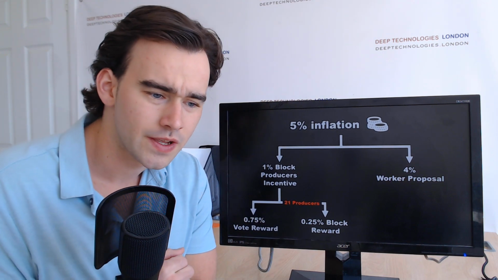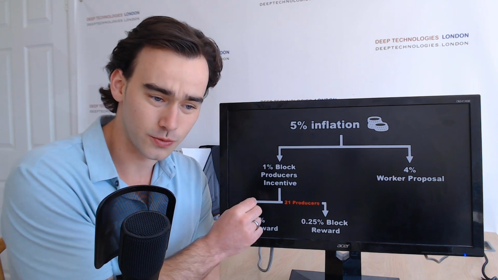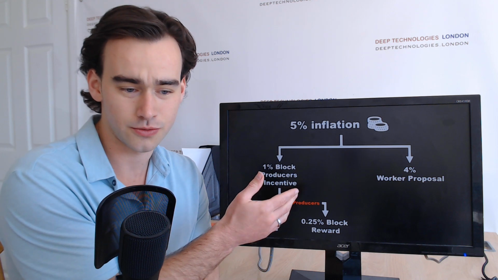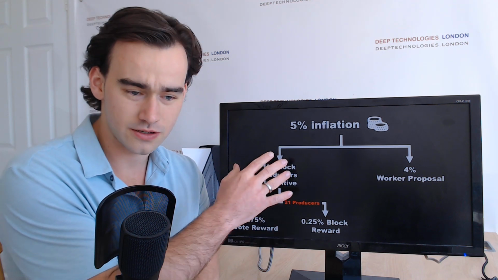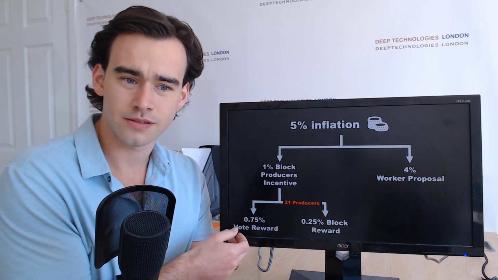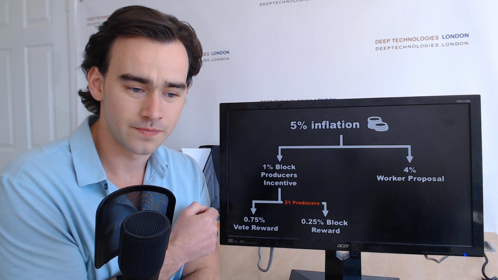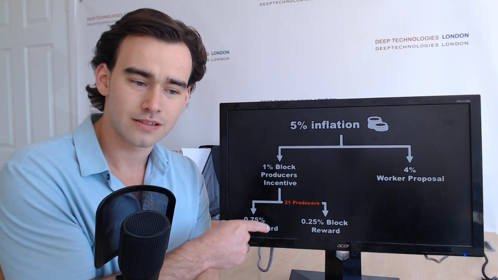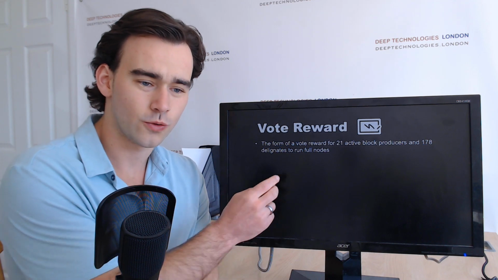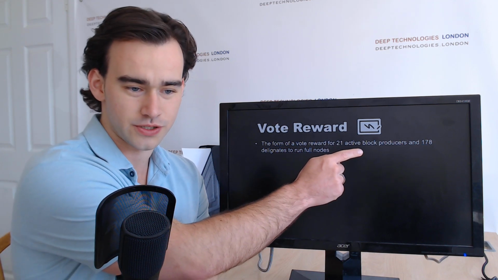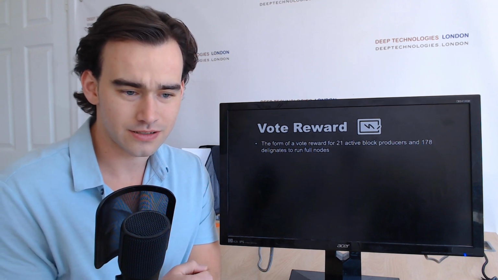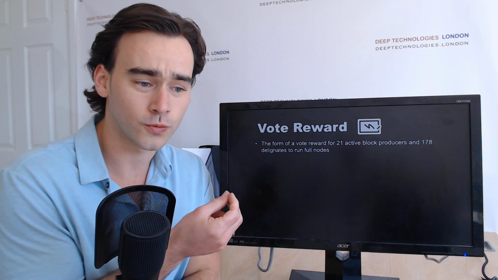Well, not quite. It's a vote reward, and this reward is not exclusive, conversely to the 21 producers who only get the 0.25. It's exclusive to them. The 0.75 vote reward is not exclusive to the standby nodes. Instead, this vote reward is for the 21 active block producers and 178 delegates, standby delegates, to run full nodes.